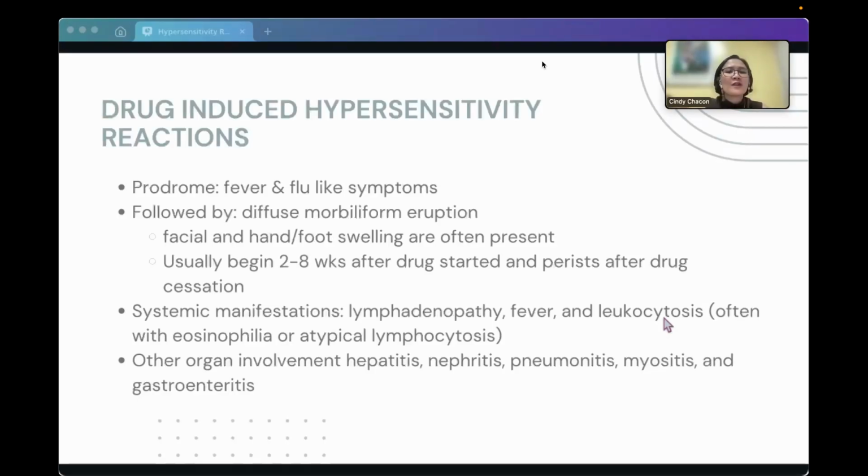This is more severe because there are already systemic manifestations. There is already systemic involvement. Other organs are already involved, unlike your MP rash a while ago, wherein lesions are just limited to the skin. So systemic manifestations include lymphadenopathies, fever, leukocytosis, often with eosinophilia or atypical lymphocytes, and other organ involvements like hepatitis, nephritis, pneumonitis, myositis, and gastroenteritis. Amongst these organs, it is the liver that is most frequently involved.